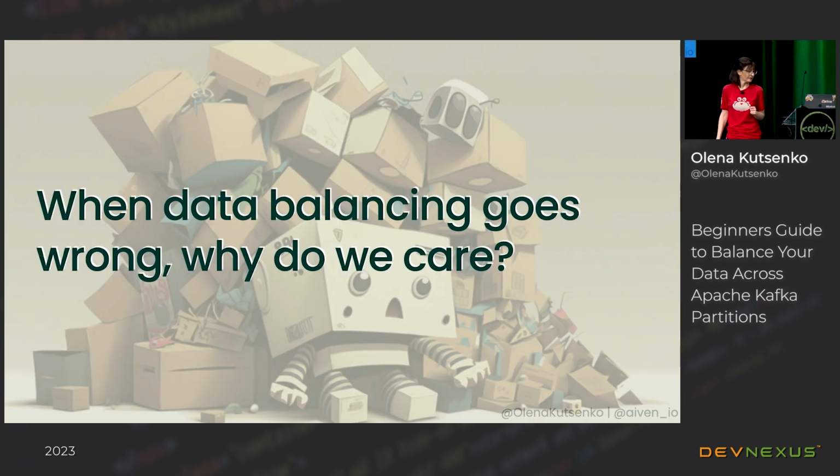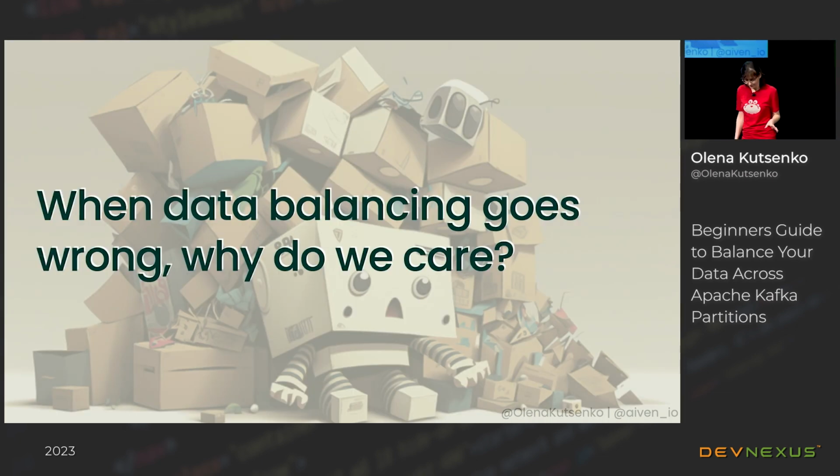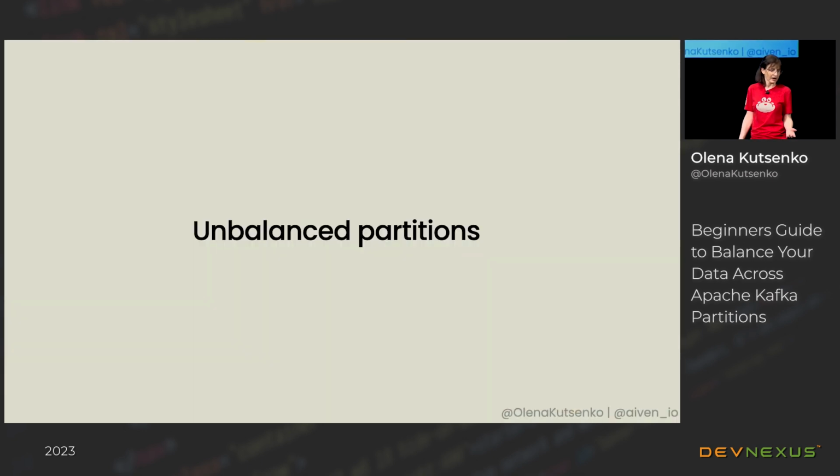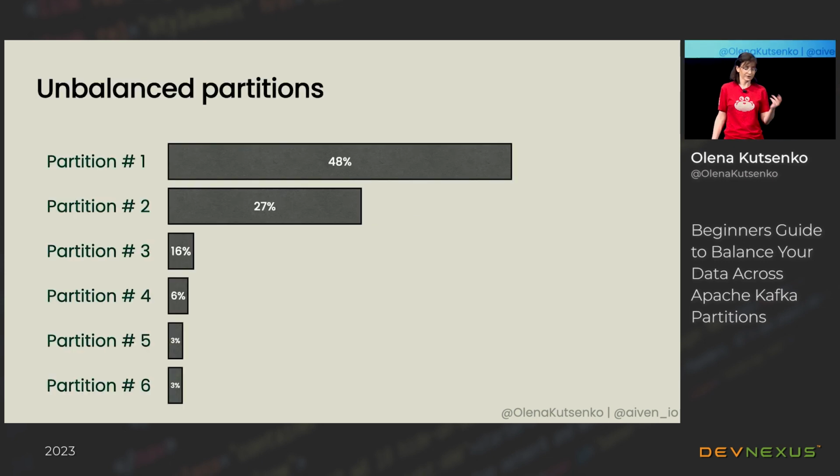But now that we talked about the alternatives that we have, we need to find a good motivation to put some effort into finding a good strategy. And nothing gives better motivation than seeing what things can go really, really wrong if your data is badly distributed, if you have unbalanced partitions. For example, a situation like this. We have a topic with 6 partitions, and the majority of data for some reason went into the first partition.